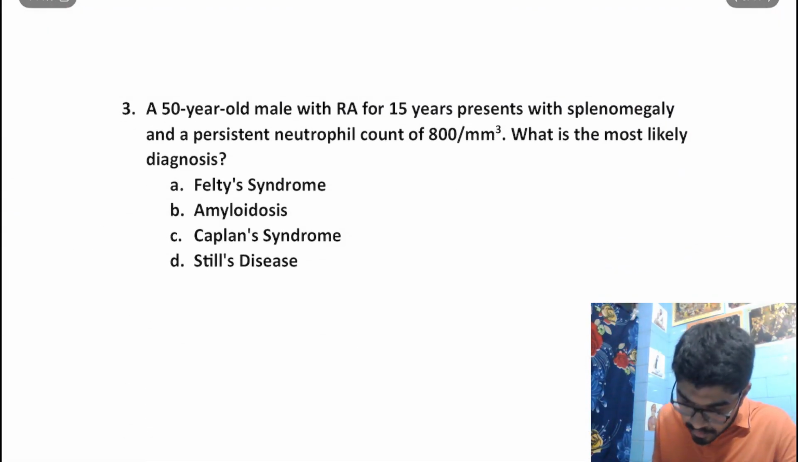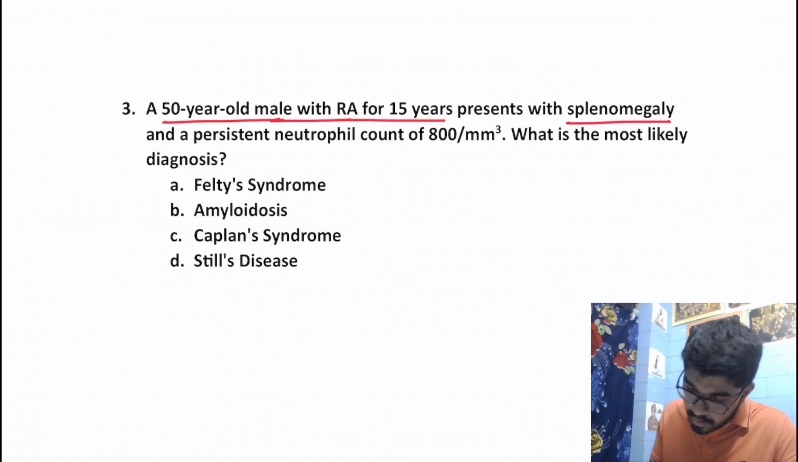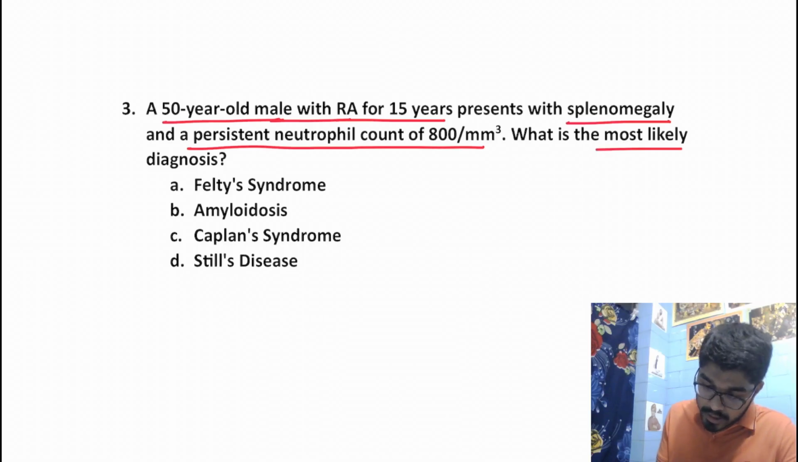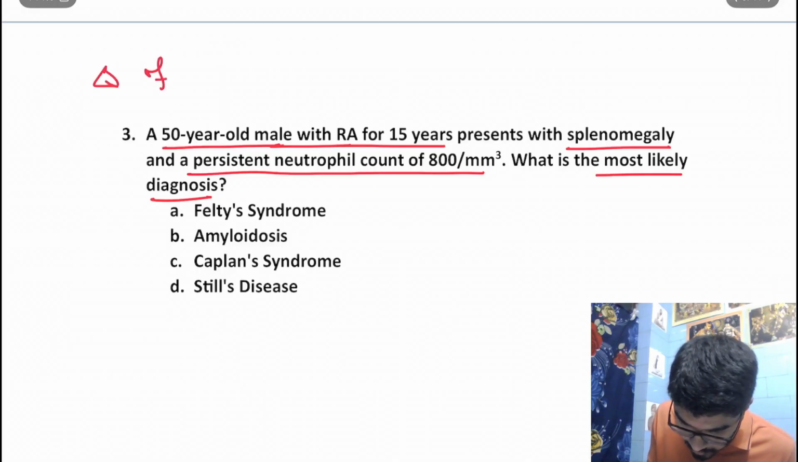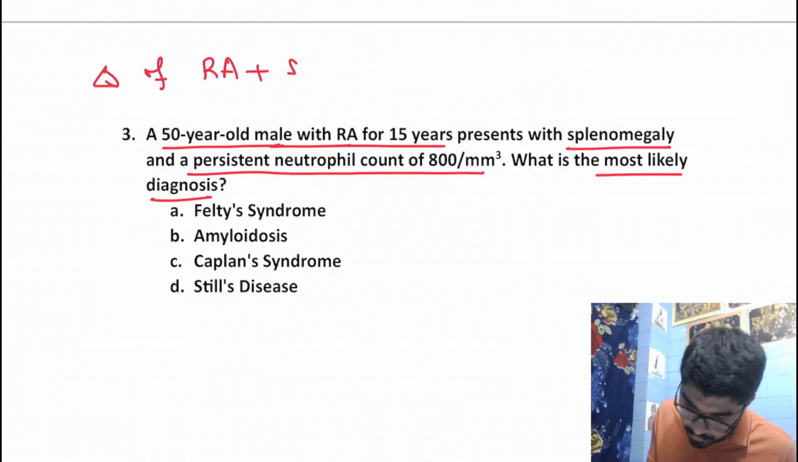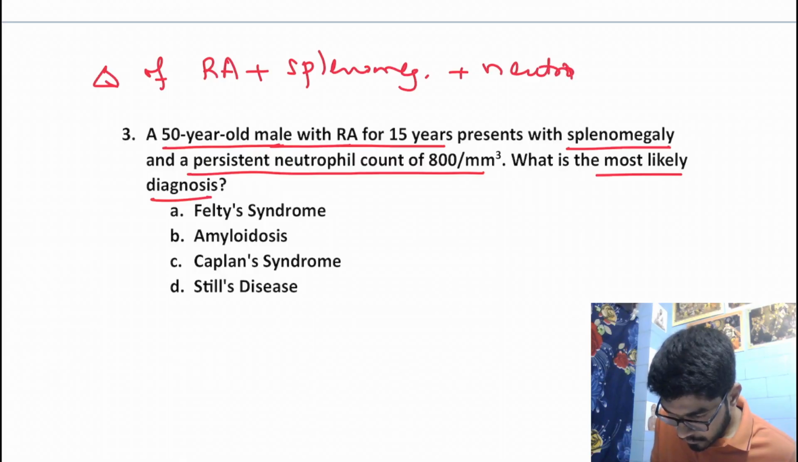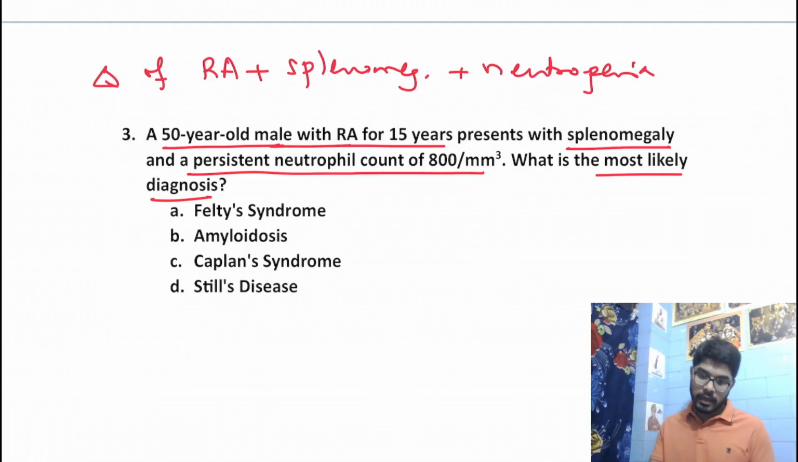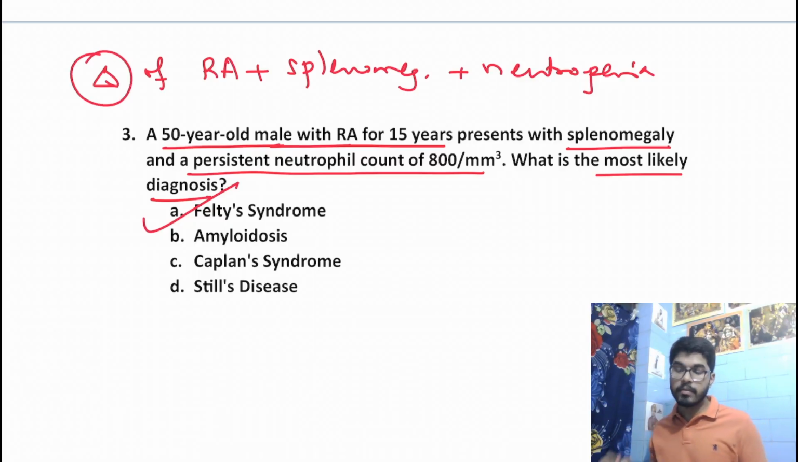Now, a 50-year-old male with rheumatoid arthritis for 15 years presents with splenomegaly and persistent neutrophil count of just 800 per millimeter cube. What is the most likely diagnosis? Now remember that whenever we get a triad of rheumatoid arthritis plus splenomegaly plus neutropenia, without doubt, our answer would be Felty syndrome. This triad of rheumatoid arthritis, splenomegaly, neutropenia is nothing but Felty syndrome.